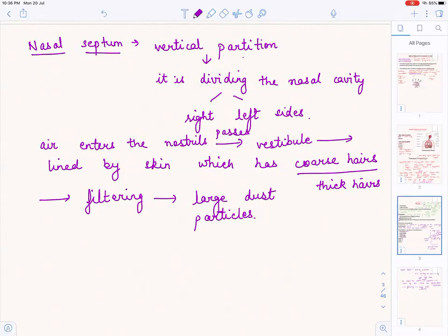So we studied that the nasal septum is a vertical partition dividing the nasal cavity into right and left sides. When the air enters the nostrils, it passes the vestibule, which is lined by skin that has coarse hairs, meaning thick hairs. They are filtering the large dust particles. So the next thing we are going to study is the nasal vestibule.